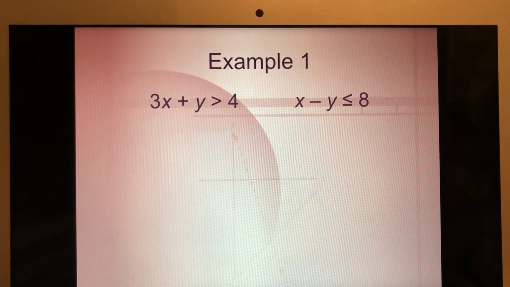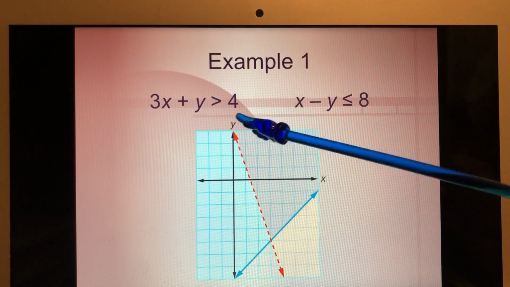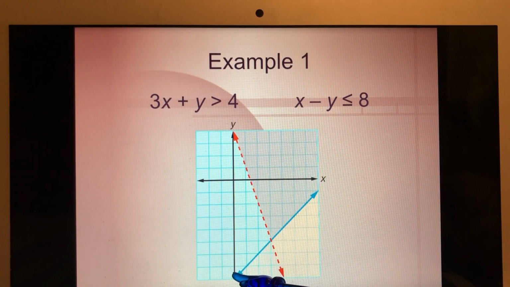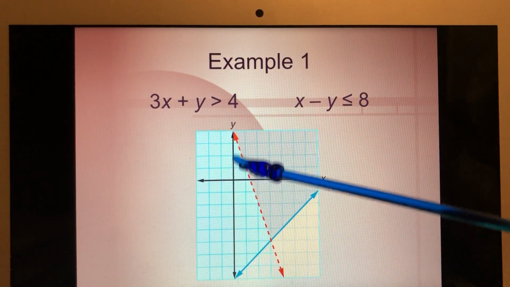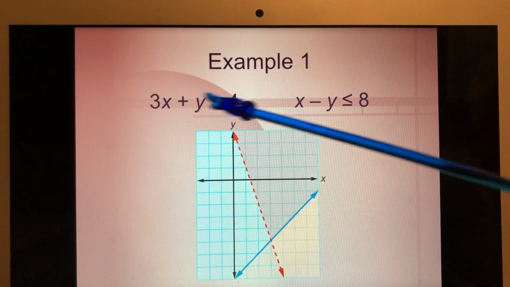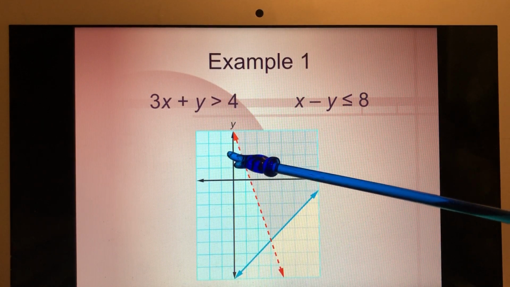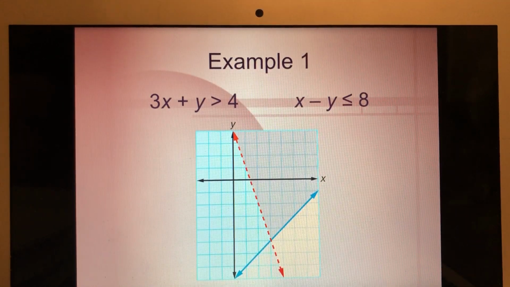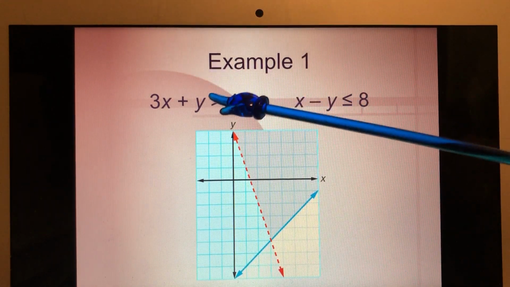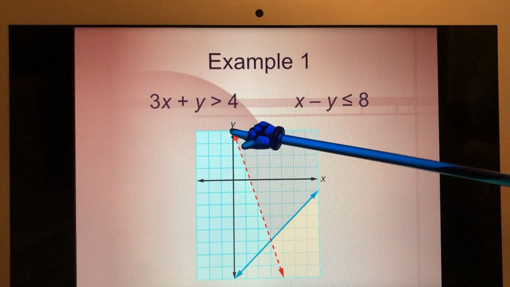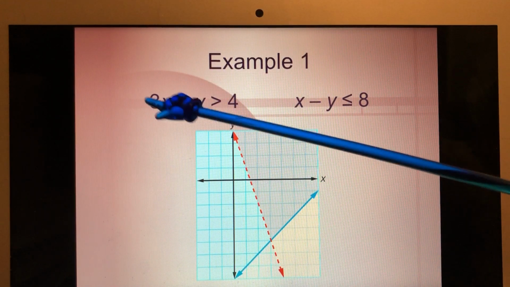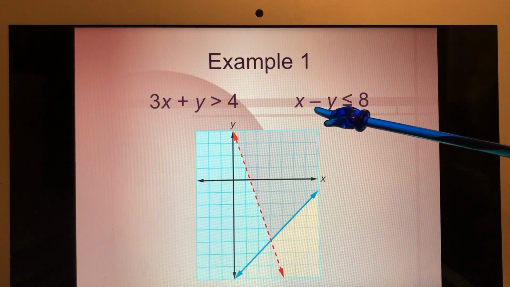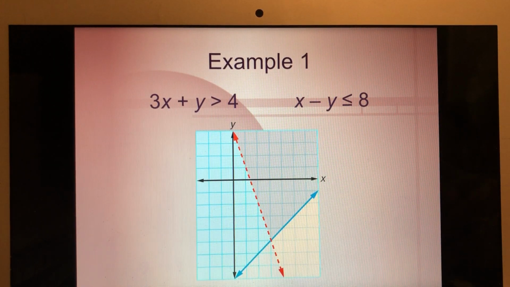So here in our graph, y equals negative 8. And then here for this first equation, the y-intercept is 1, 2, 3, 4. So the red line is for this first equation. The blue line is for this second equation.